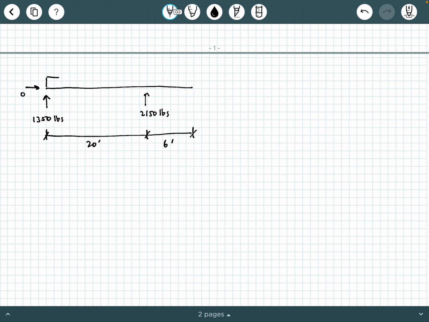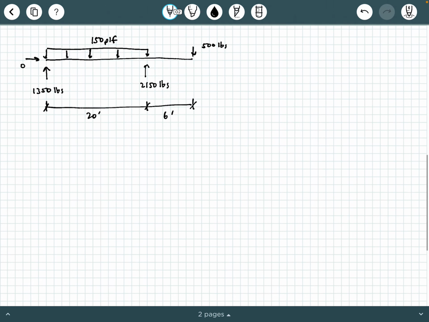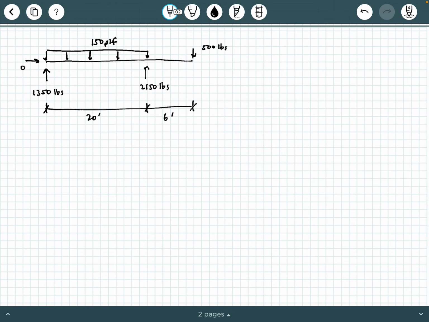Then I'm going to go ahead and draw the applied loads that were given to me. So that's 150 PLF, and then this is the 500 pounds. What we've drawn here is what we sometimes call the loading diagram. This is all the loading, including the reactions on the beam. The next thing I'm going to do is draw my shear force diagram axes.